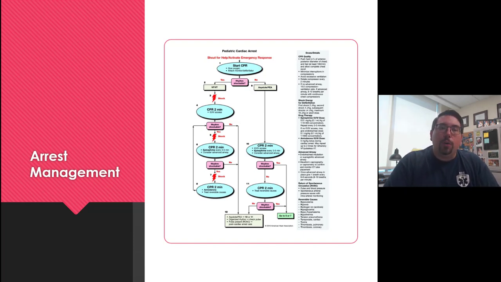And then remember, we have to recognize the reversible causes: hypovolemia, hypoxia, hydrogen ions or acidosis, hypoglycemia, hypo or hyperkalemia, hypothermia, cardiac tamponade, tension pneumothorax, ingestion of toxins, thrombosis pulmonary or thrombosis coronary. We really have to make sure we tap into those arrest underlying causes to be able to correct it.